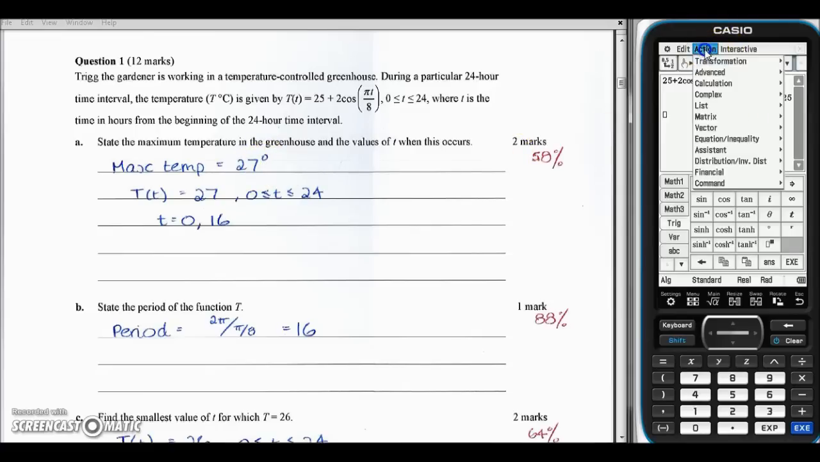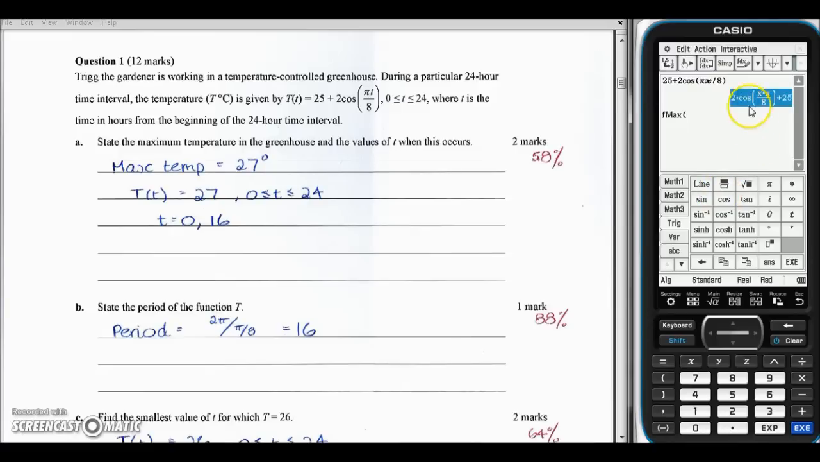What you could do is you can use a function on the calculator here called fmin or fmax, and we'll drag this down here, and that'll actually tell you that the maximum is at 27. And we could say between 0 and 24. And the calculator will actually give us the full answer. So it'll tell you that the maximum is 27 and it happens when x is 0 or 16. So that gives me my first answer.